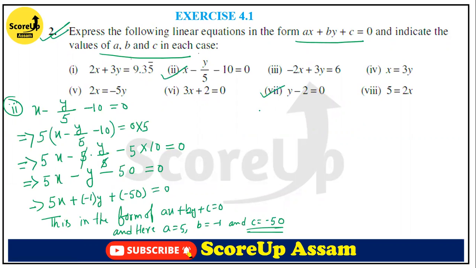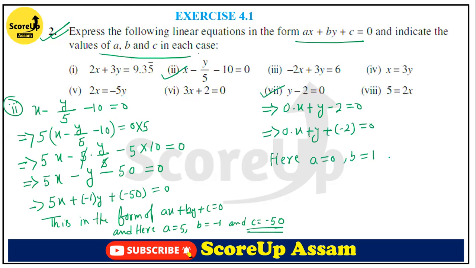Okay, now question number 7. In question number 7 we can write it like this: 0 into x plus y minus 2 is equal to 0. So the standard form is 0 into x plus y plus minus 2 is equal to 0. Here a is equal to 0, b is equal to 1, and c is equal to minus 2. Is it clear to you?